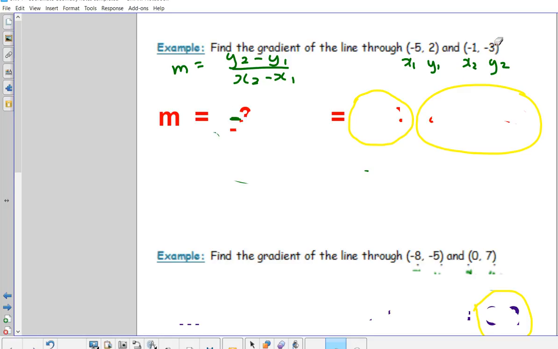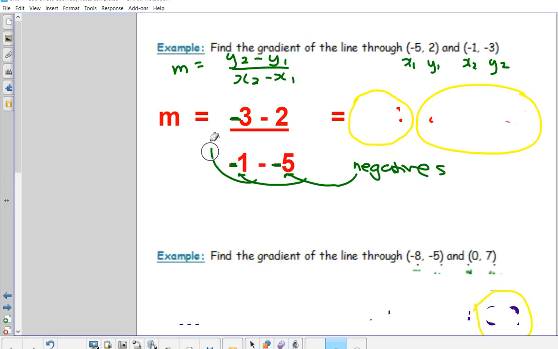So it's y2 minus y1, negative 3 minus 2 on the top, over x2 minus x1, negative 1 subtract negative 5. Bit awkward. I'm just reminding you again that these are with a negative button. So those three in green are with a negative button, whereas these two are with a subtract button. Plug it into the calculator. Hopefully you got negative 5 over 4. If you want it as a decimal, negative 1.25, the same value.